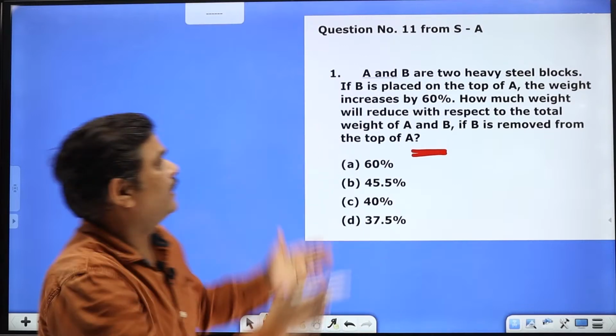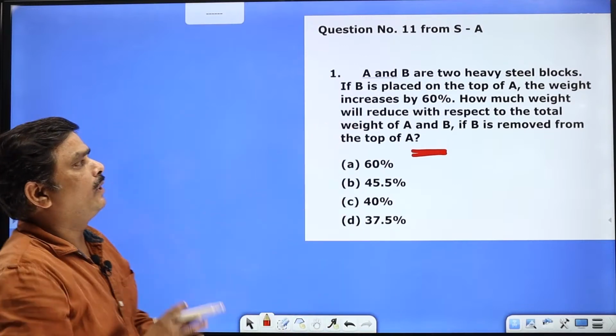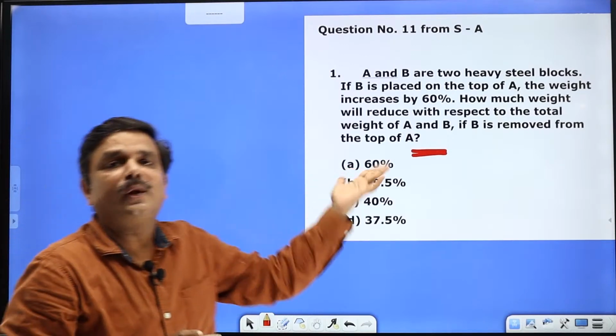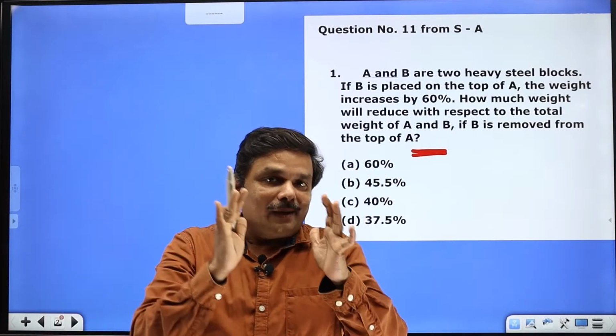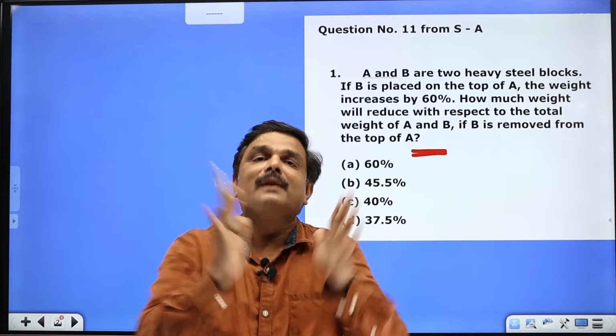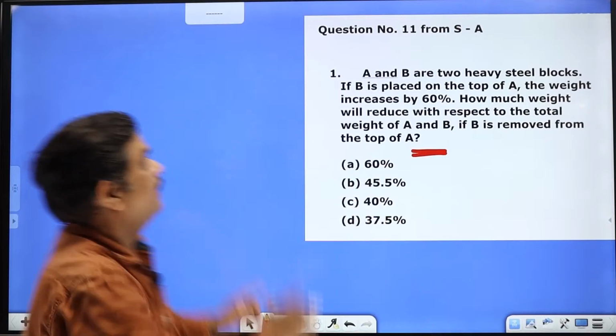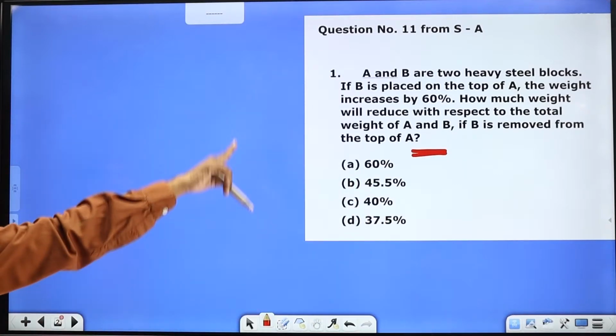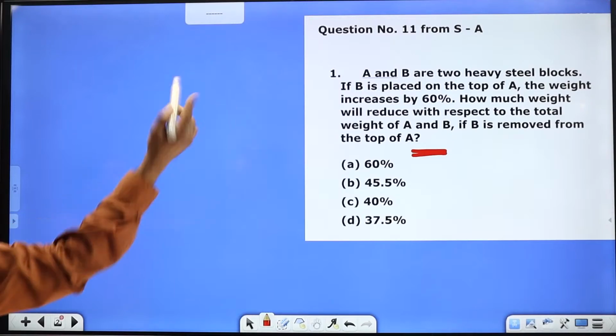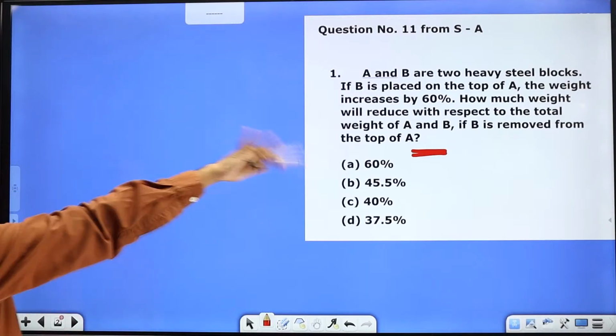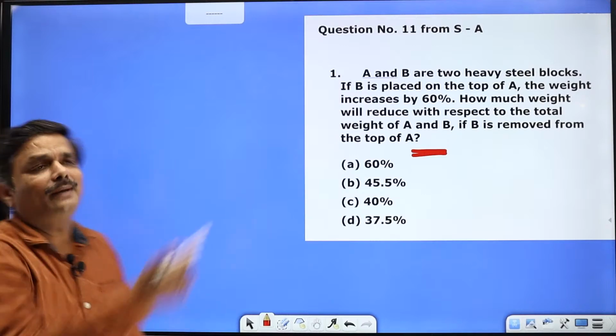Here, what is the twist? Actually, this question, if you convert that one into fractions, within seconds you can do this one. But I'll explain you in such a way that even a beginner can understand that one. How is that? Now, 2 things are there. A and B are 2 heavy steel blocks. B is placed on top of A, then the weight increases by 60%. Let us take in this way.